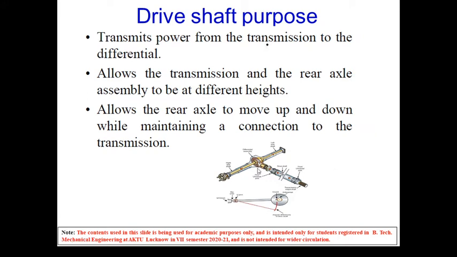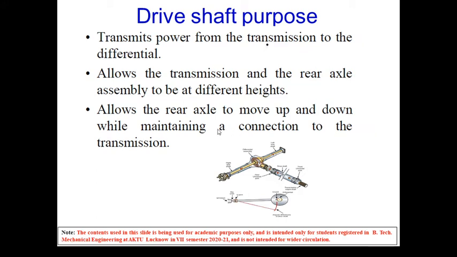If we see the location of the drive shaft in a truck, we can see that it's an inclined shaft, because it is not necessary that the rear axle will be at the same height as the engine. The engine may be located at a higher height and this may be located at a lower height, so there is an angular displacement. This drive shaft allows the transmission and the rear axle assembly to be at different heights. It allows the rear axle to move up and down while maintaining a connection to the transmission, and this purpose is served by the universal coupling.